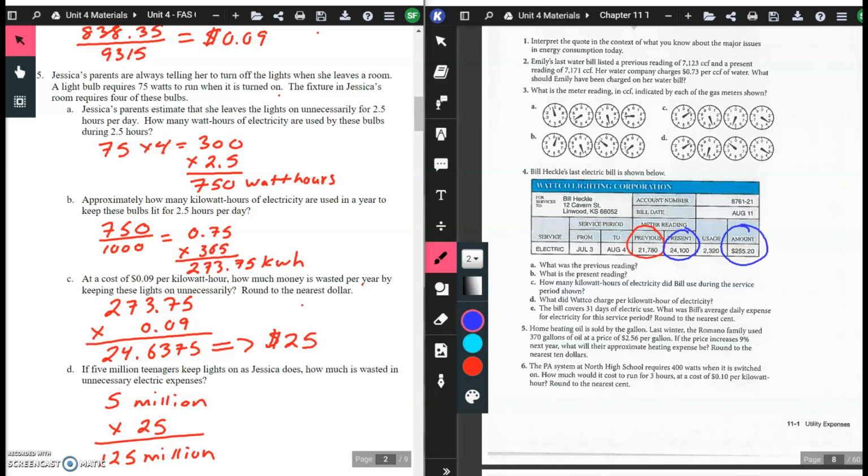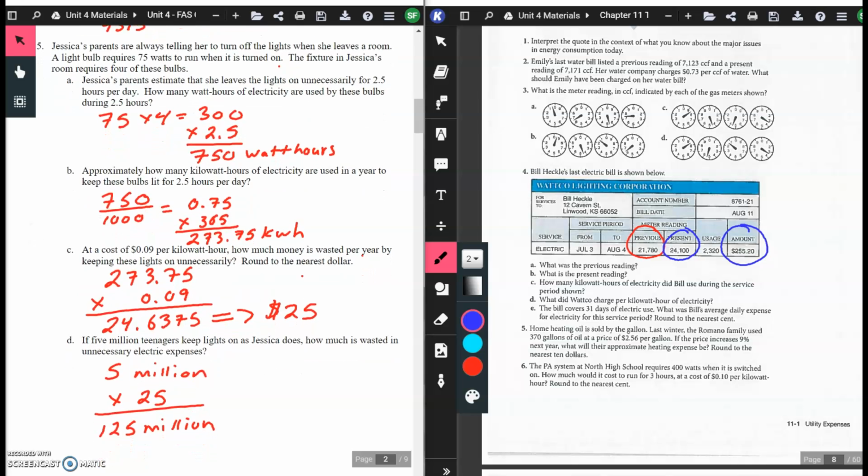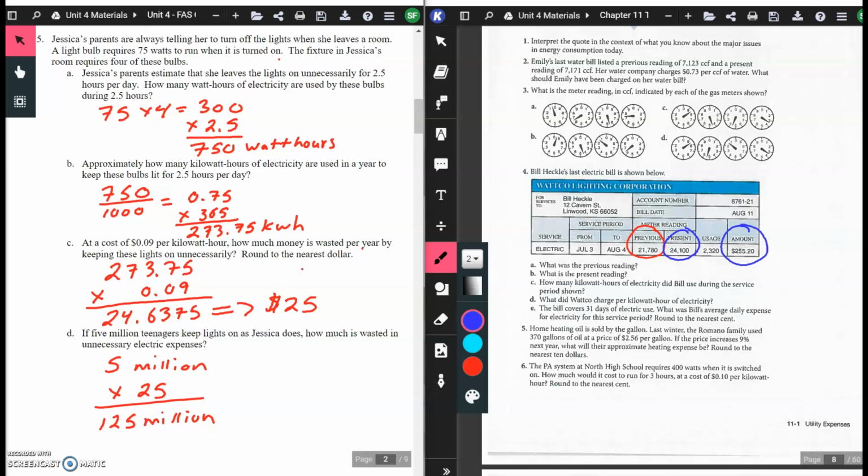So you have a 75 watt bulb times 4 bulbs for her room, which gives you 300 total watts. 300 total watts times 2.5 hours gives you 750 watt hours. So all the bulbs are on for 2.5 hours, 750 watt hours. Part B, approximately how many kilowatt hours of electricity are used in a year to keep these bulbs lit for 2.5 hours per day?